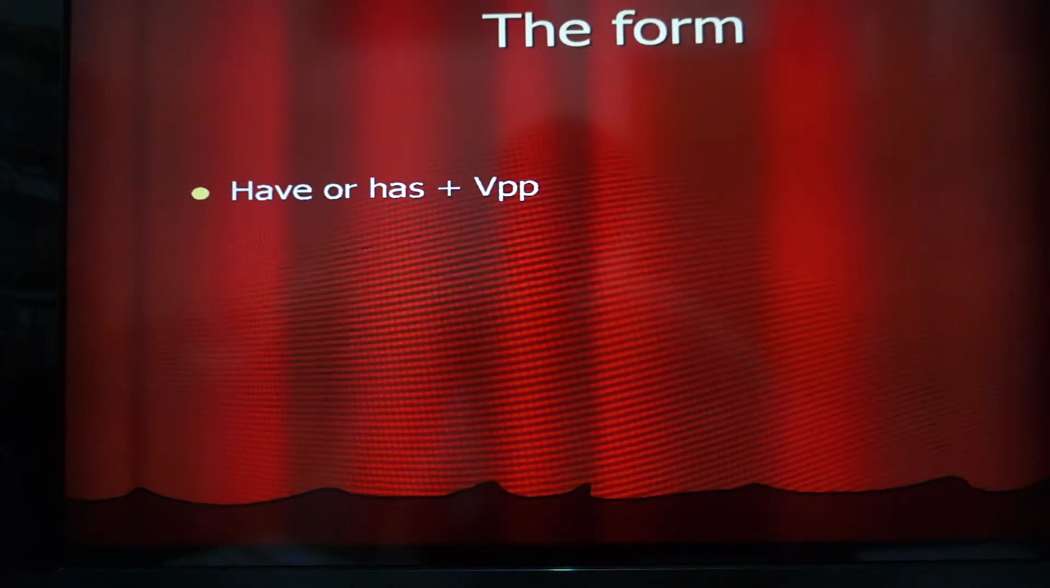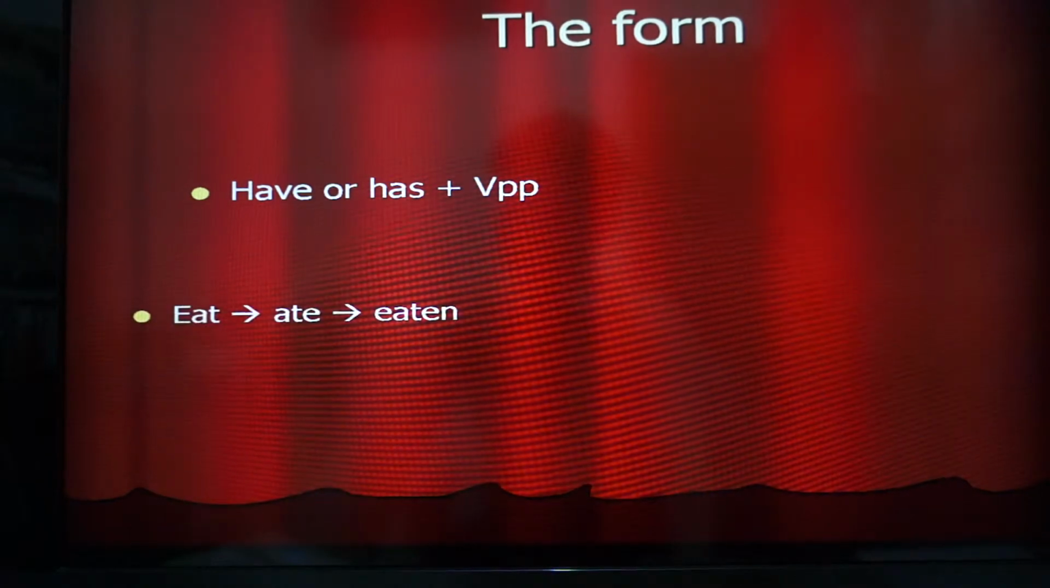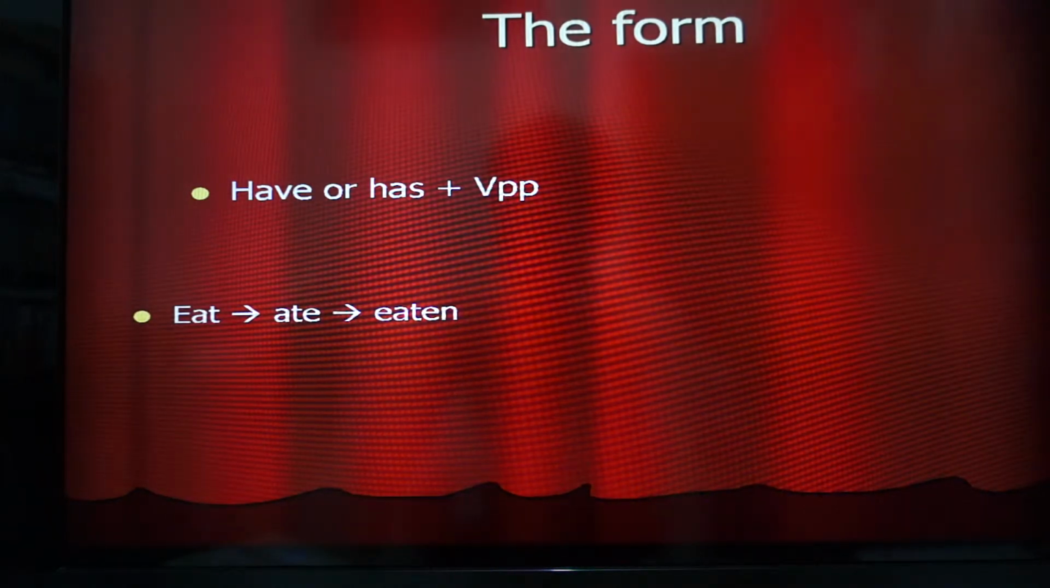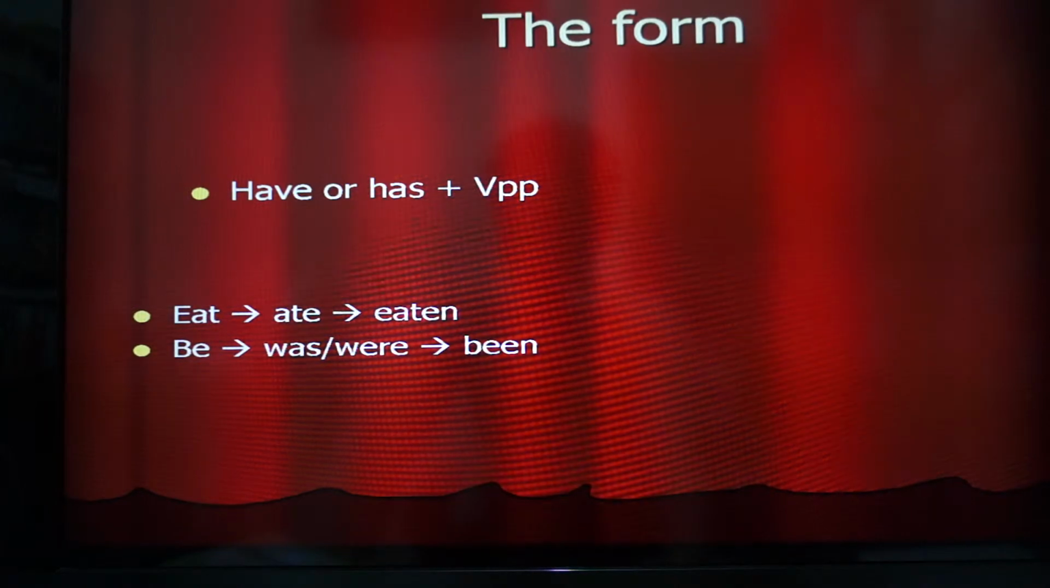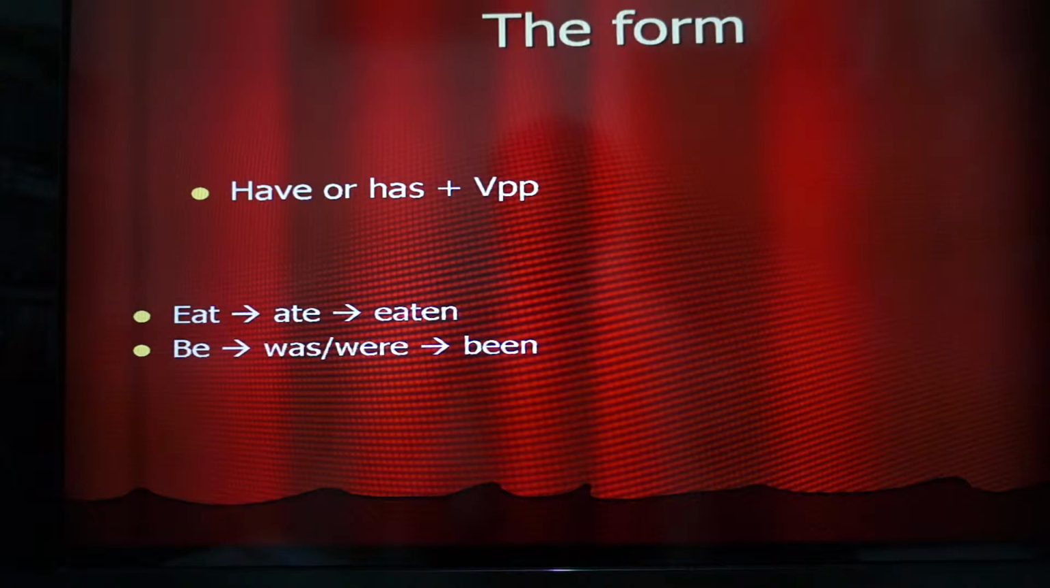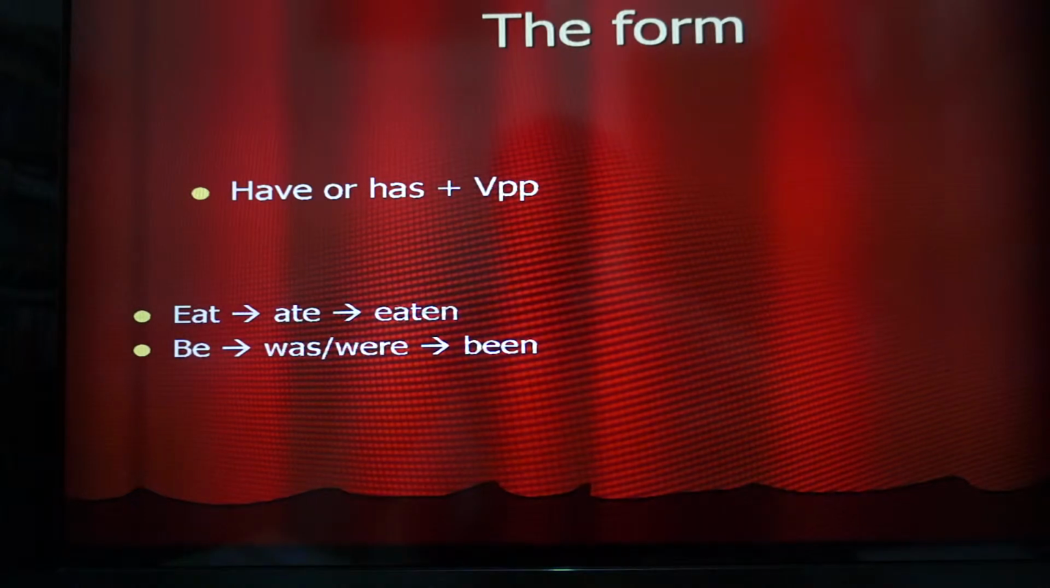Let's see some examples. Eat, ate, eaten. Eat, base verb. Ate, past tense. Eaten, verb PP. Be, was, were, been. Be, base verb. Was, were, past tense. Been, verb PP. These two are irregular verbs. They are regular verbs too.